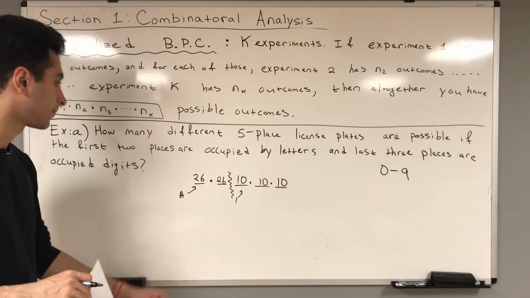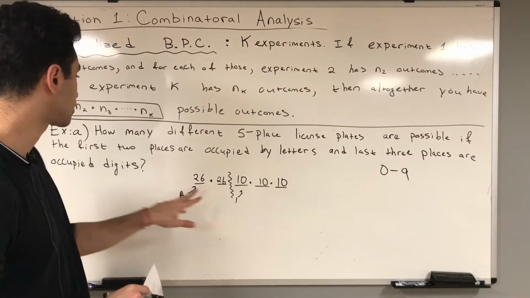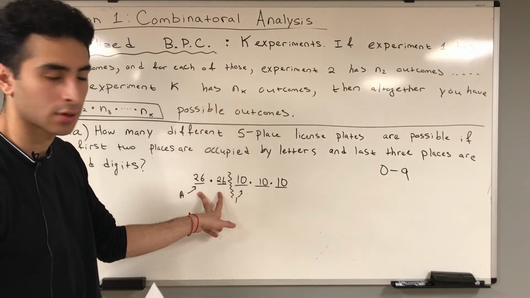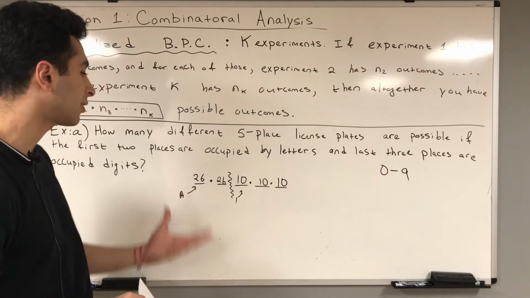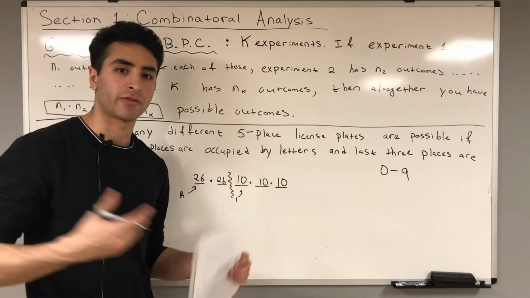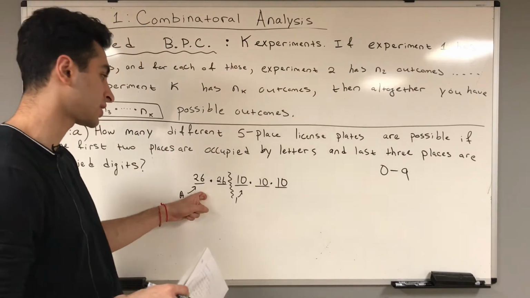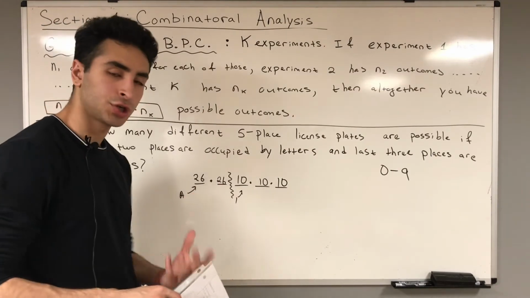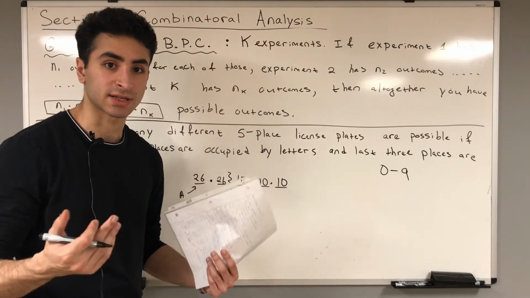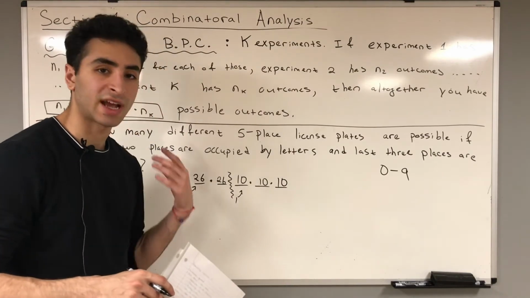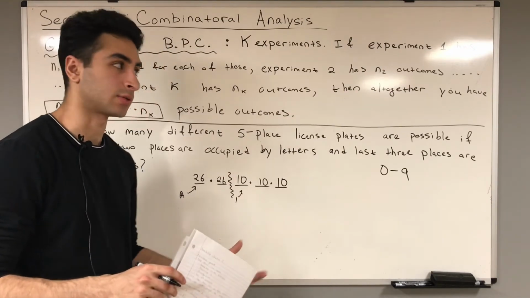So, okay, what do we do? Experiment 1, you choose a letter from the English alphabet, right? Because the first 2 places are occupied by letters. So for experiment 1, you have 26 outcomes, because we could choose any letter from the English alphabet that has 26 letters. Experiment 2 also has 26 outcomes because we could choose, again, any letter we want from the 26. Experiment 3 has 10, experiment 4 has 10, and experiment 5 has 10 outcomes.